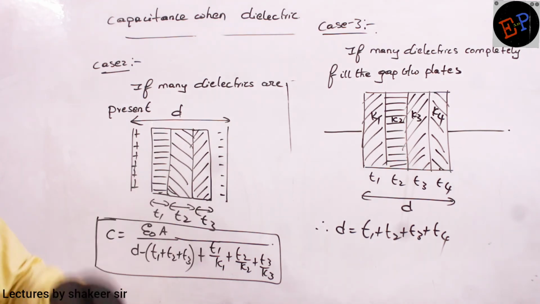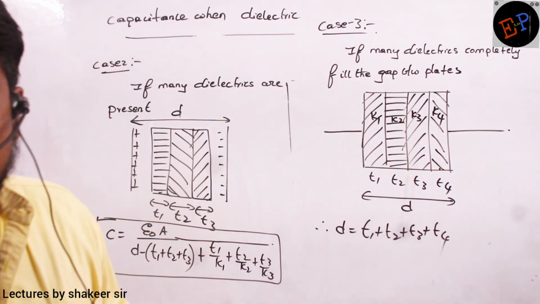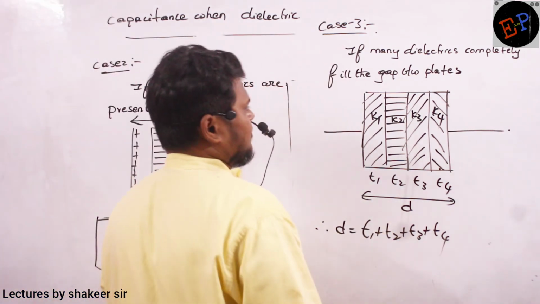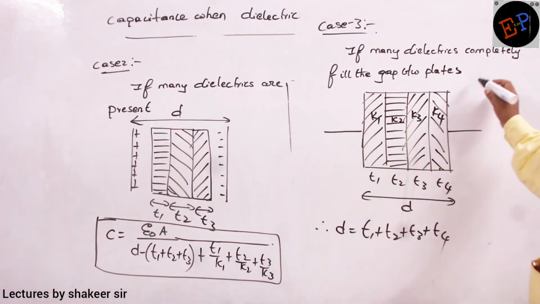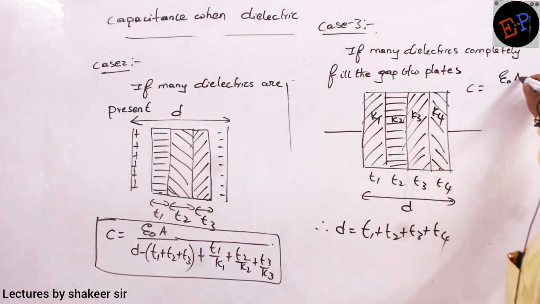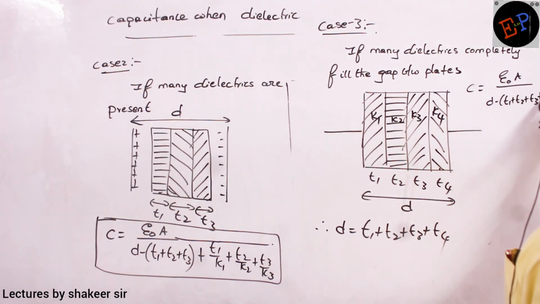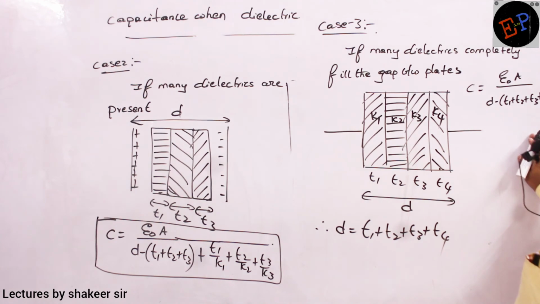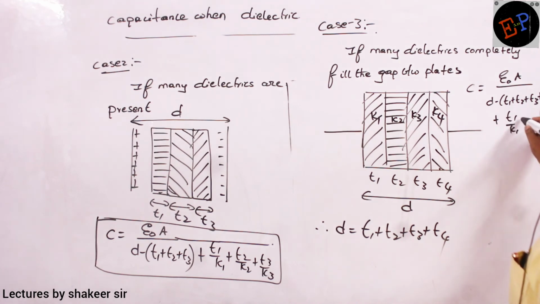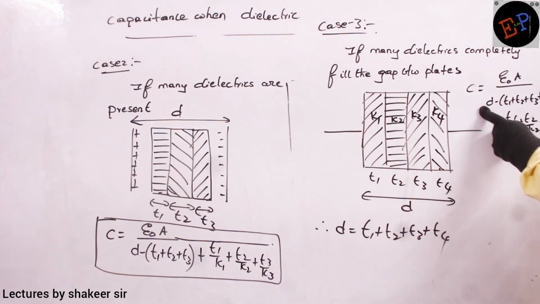Now can you say how can I modify the equation? How can I write the capacitance for this? Okay, see, very simple. I will write here. So C is equal to epsilon naught A divided by D minus of T1 plus T2 plus T3 plus T4, plus T1 by K1 plus T2 by K2 plus T3 by K3 plus T4 by K4. But here T1 plus T2 plus T3 plus T4 is equal to D, no? So these two will get cancelled and become 0.